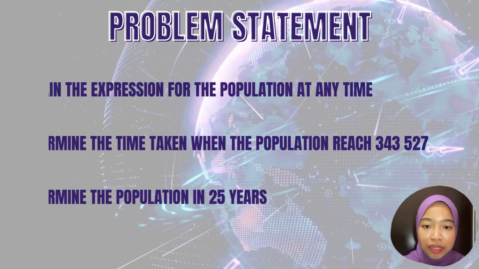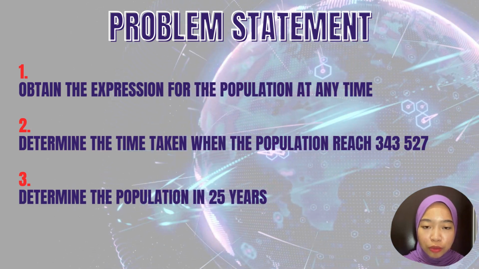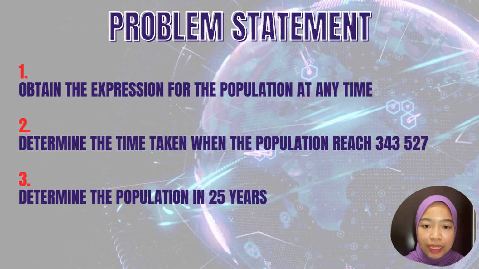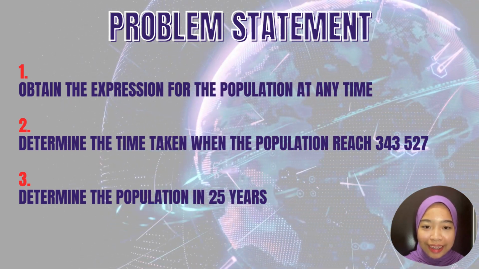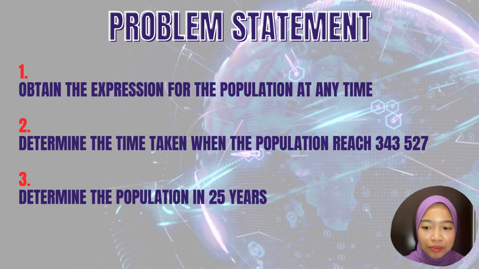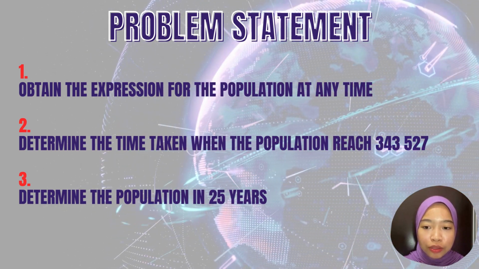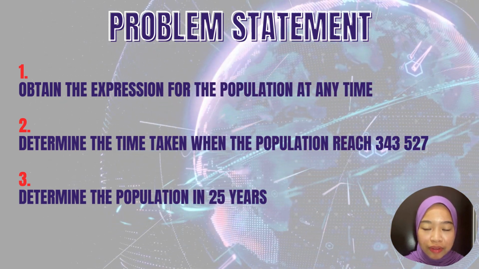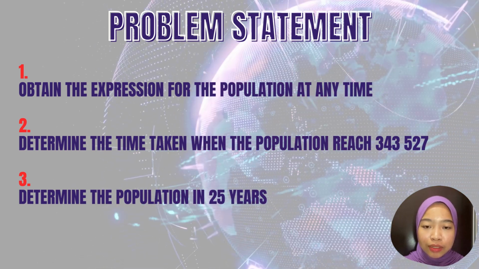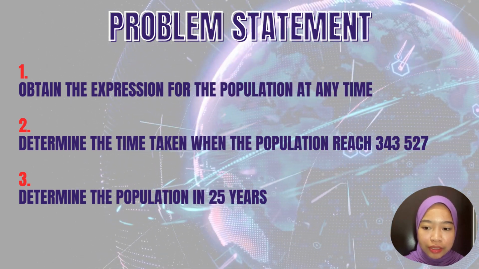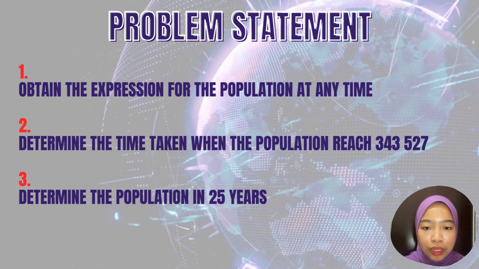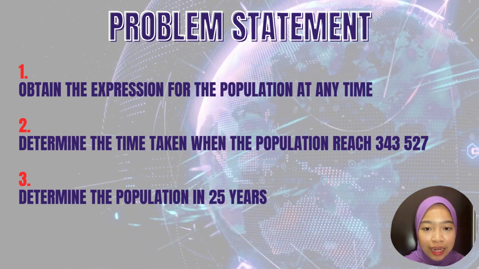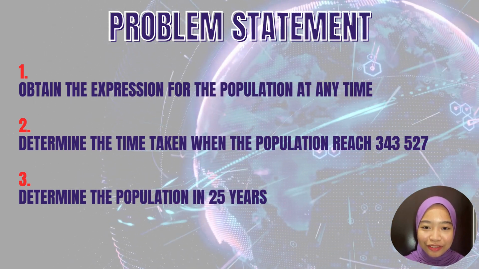Now the project revolves around the population growth modeling with the following key objectives. First, obtain the expression for the population at any given time. The second one, determine the time taken when the population reached 343,527, and the last one, determine the population in 25 years. These objectives will help us understand and predict the population trends effectively. Let's dive into the methods and solution.